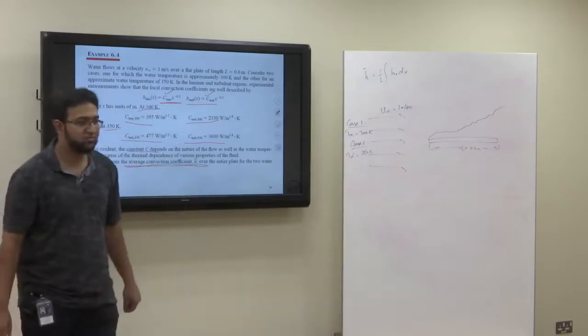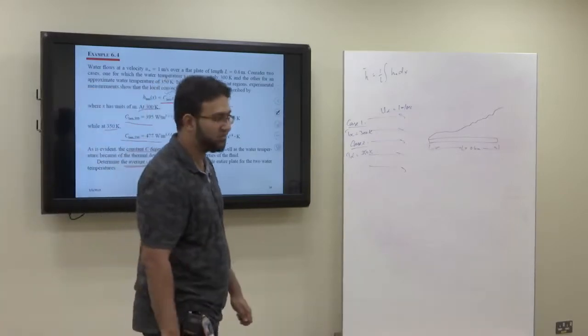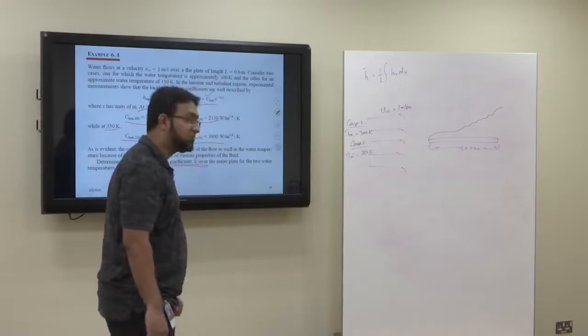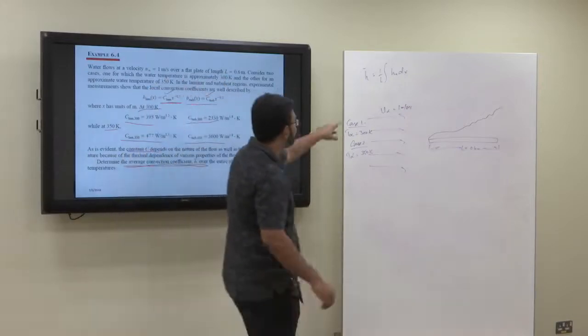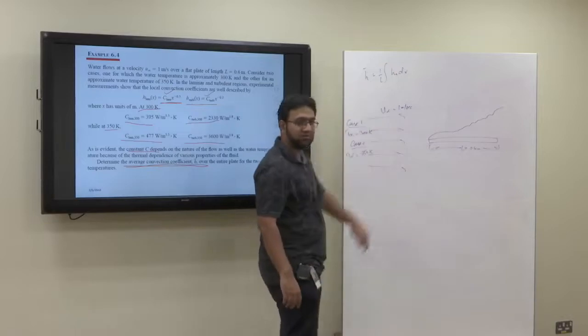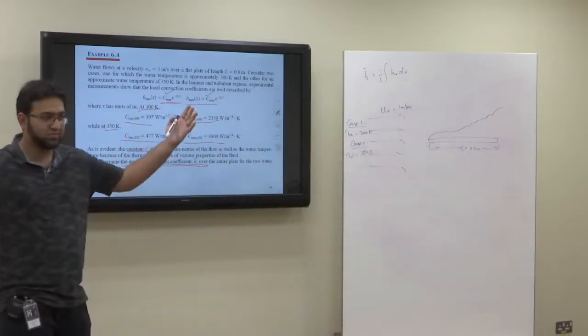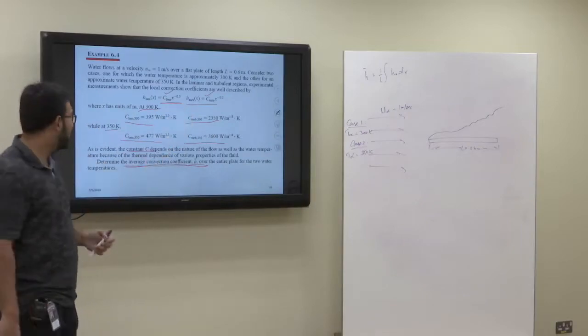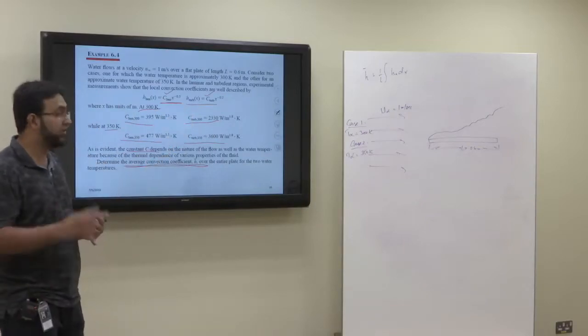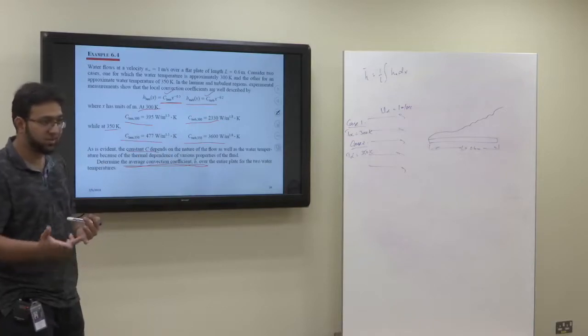Average heat transfer coefficient, convective heat transfer coefficient. So we need to determine H average over the entire plate, over the complete plate, for the two water temperatures. Now we have two cases, and we need to find it for both cases.